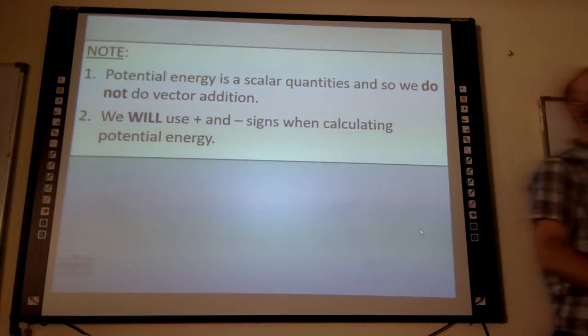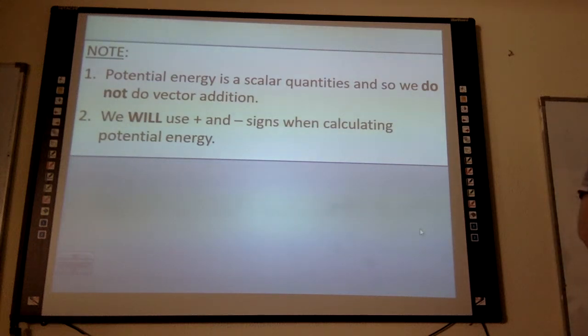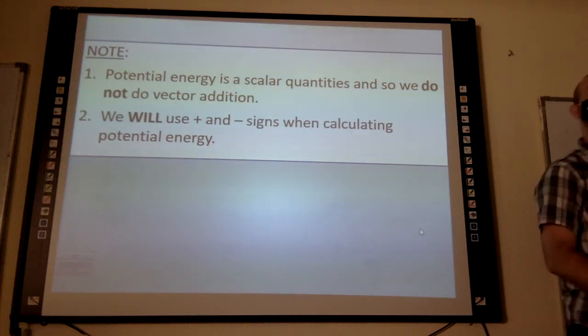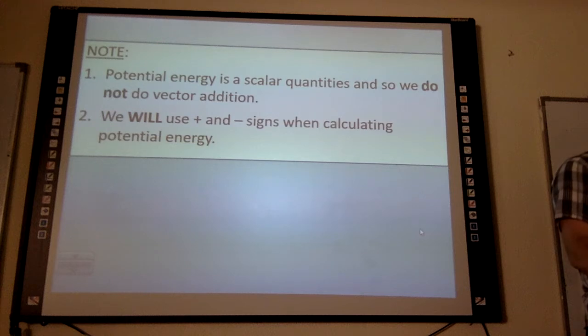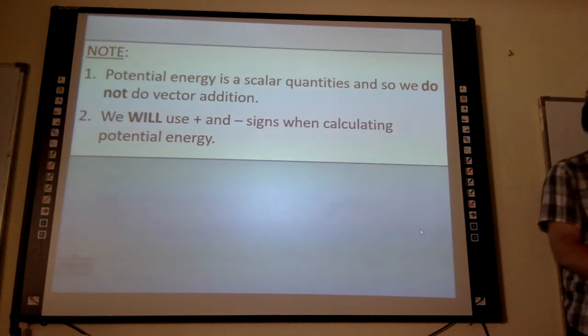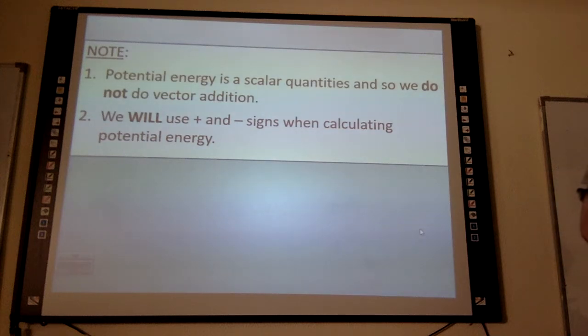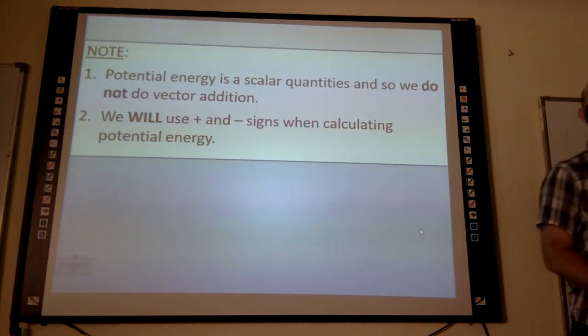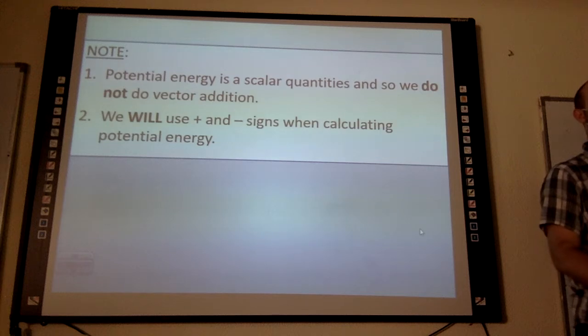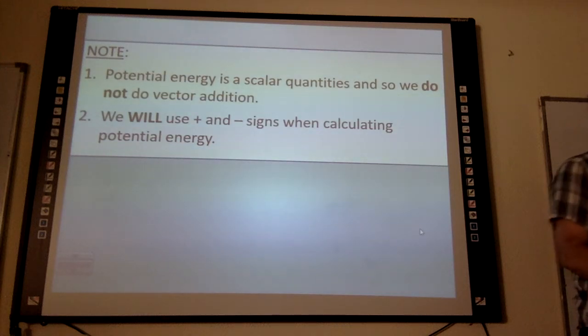So note 2 things with this. Potential energy is a scalar. Energy is scalar, so we do not do vector addition for this. Energy is a scalar. If we talked about your potential energy, we never said your potential energy is this many joules up or down.